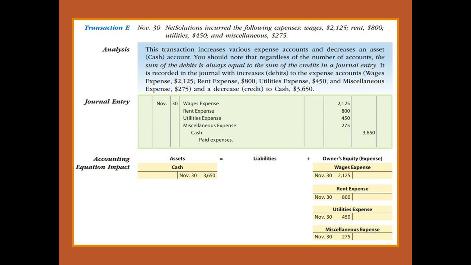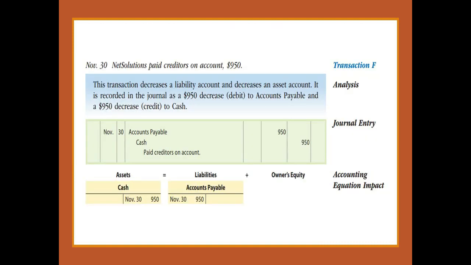It is recorded in the journal with increases or debits to the expense accounts: wages expense $2,125, rent expense $800, utilities expense $450, and miscellaneous expense $275, and a decrease or credit to cash $3,650.